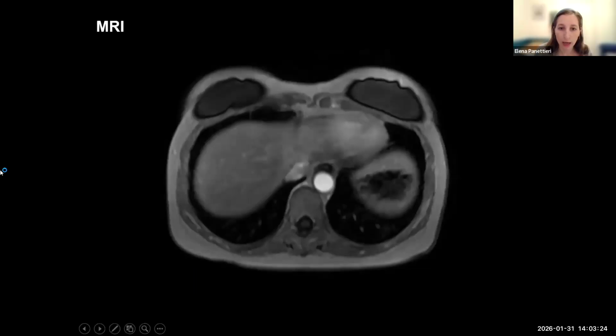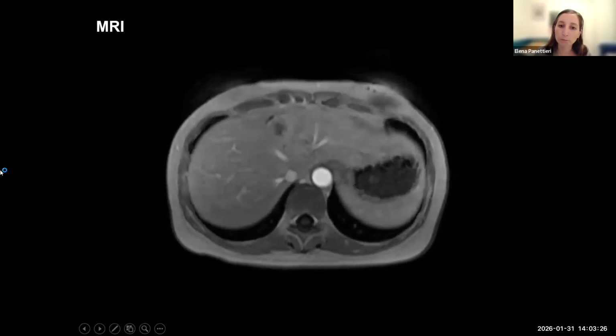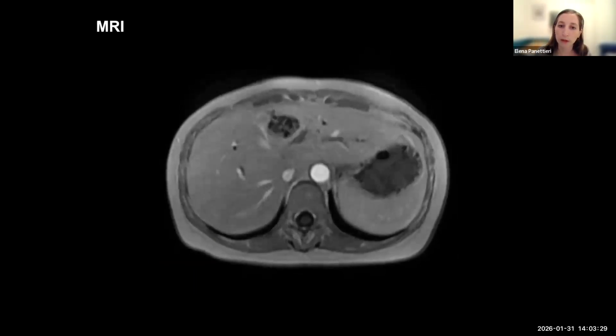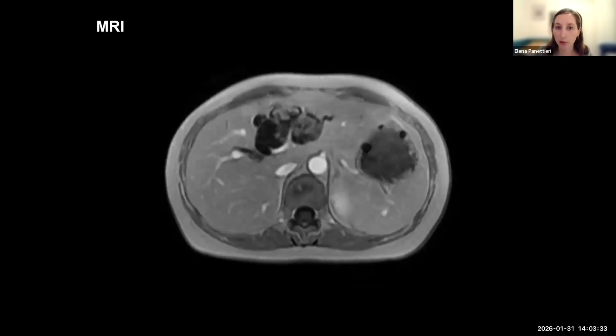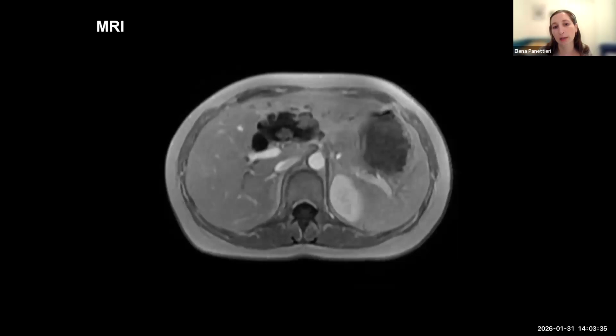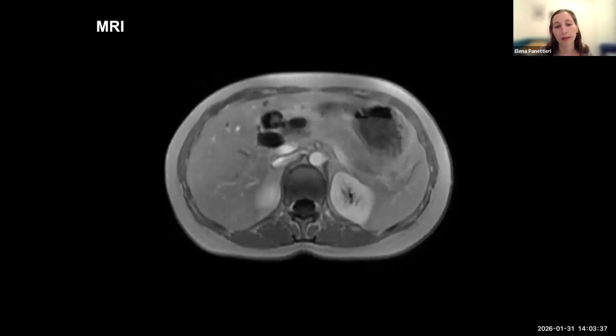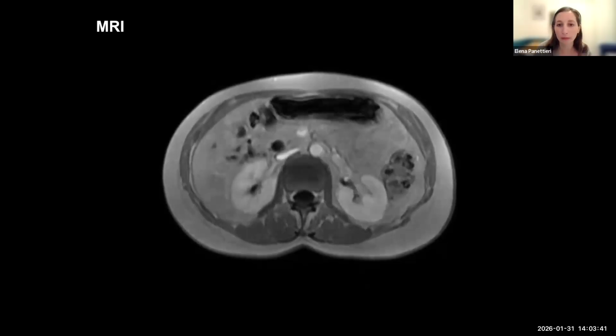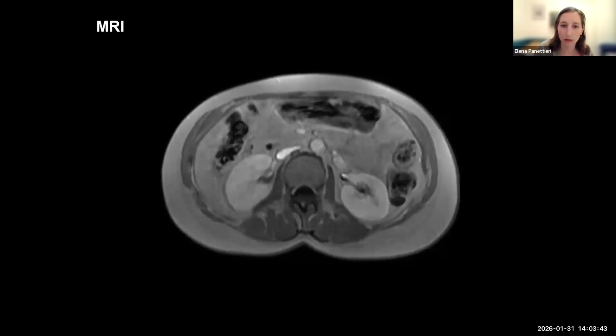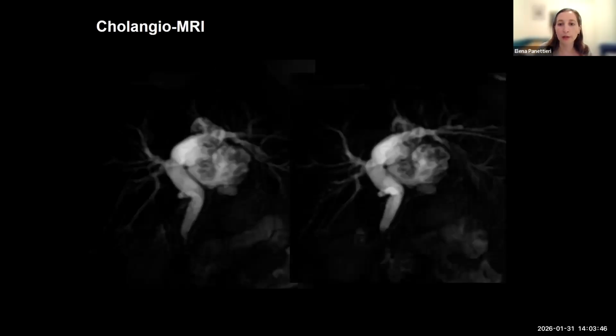Now you can see the MRI. Even here we have a very good detail of the mucinous component. Probably it's an intrapapillary growth of a tumor. And here you have two nice images of the cholangio MRI. So you can see the cyst and the communication with the biliary tree.